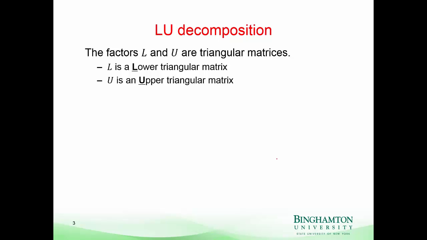So basically in the LU decomposition, what we're looking for are two matrices, L and U. Both are triangular matrices, and L is a lower triangle. That's why we use the L. And, yep, you guessed it, U is an upper triangular matrix.